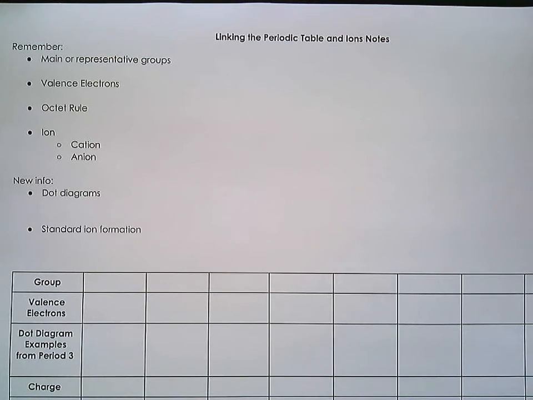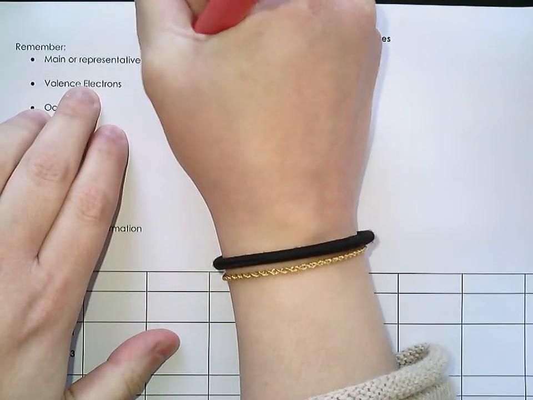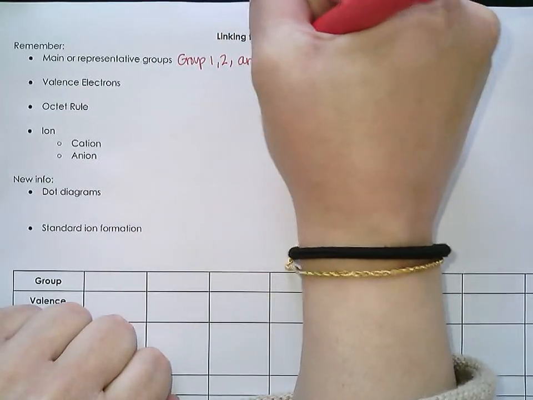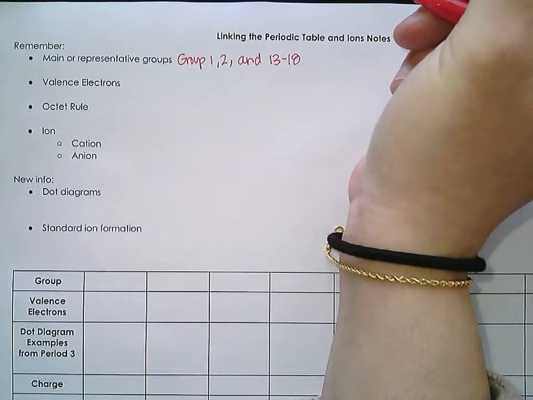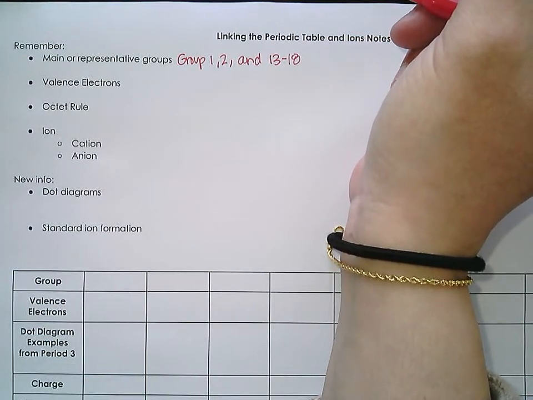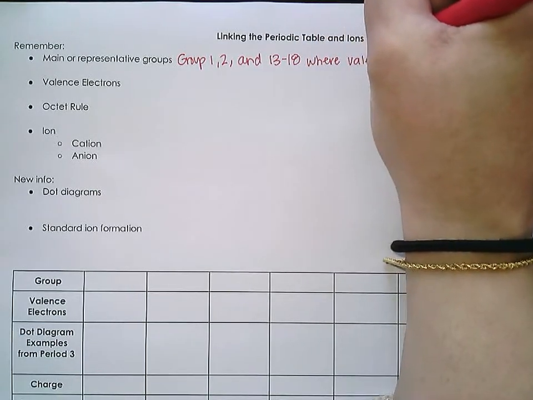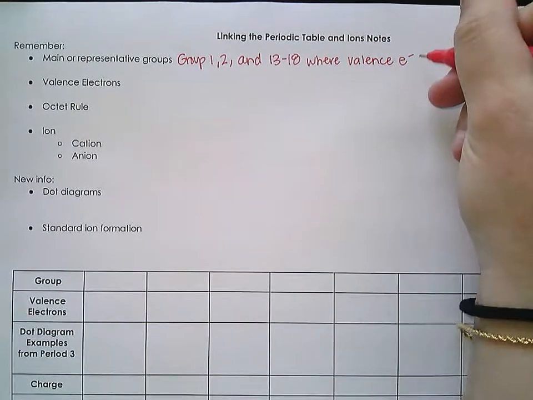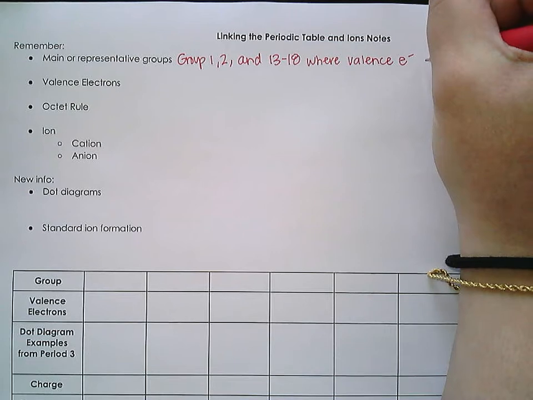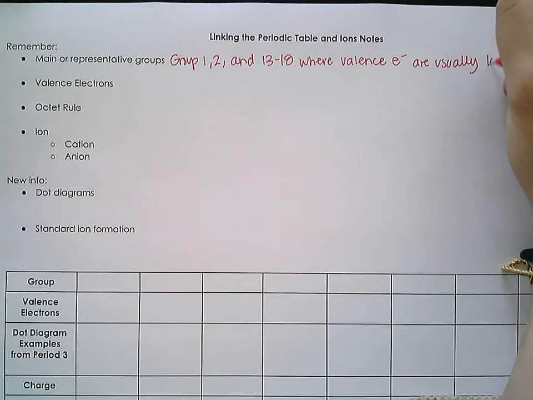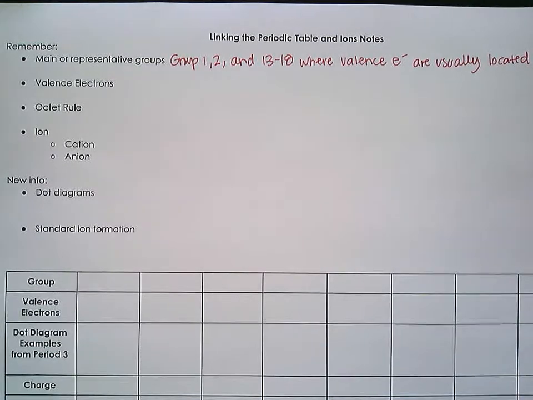So first, let's look at some things that we need to make sure we remember. The first one is those main or representative groups. So we're talking about group 1, 2, and 13 through 18. So we've skipped over that transition metal section. And this is where our valence electrons, remember e with the little negative means electrons, are usually located. In chemistry, we'll talk about these being the s and the p blocks, but the same idea still stands.